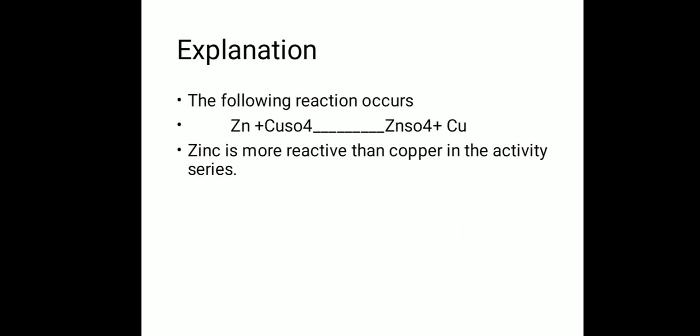This is the explanation of the reaction. As already pointed out, zinc and copper sulfate react with production of zinc sulfate and copper. Copper then gets deposited on the zinc rod. This is because zinc is more reactive than copper in the activity series.